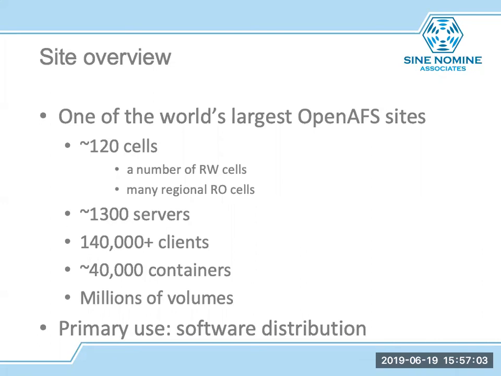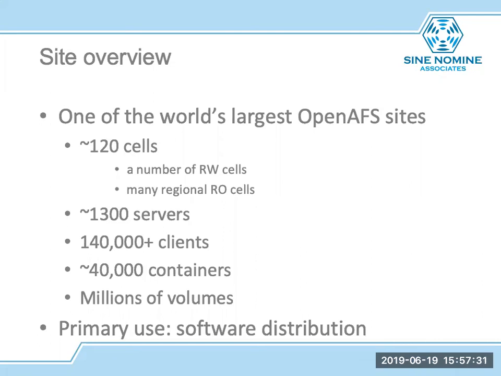so the content is accessed by applications accessing volumes that are read-only volumes. And those volumes are propagated from read-write cells, so production or development cells, and then the information from those volumes is propagated out into multiple cells. So many of these cells are similar in content to each other. We also got 1,300 servers, way over 100,000 clients, and 40,000 containers, and millions of volumes.